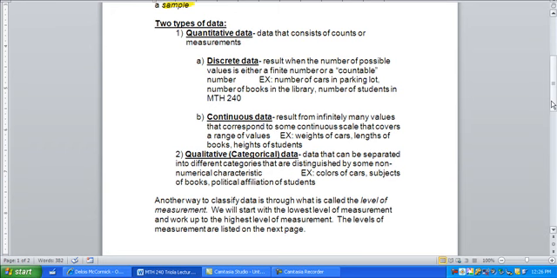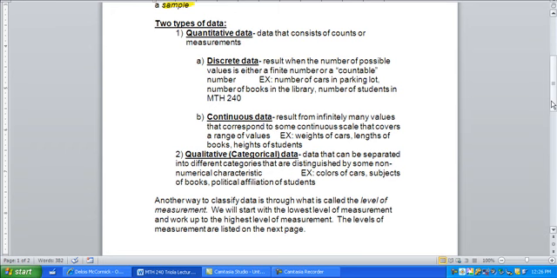For example, if we talk about the number of cars in the parking lot, the number of books in the library, the number of students in Math 240. All of those would be examples of discrete data. All of them are also quantitative because they consist of counts.